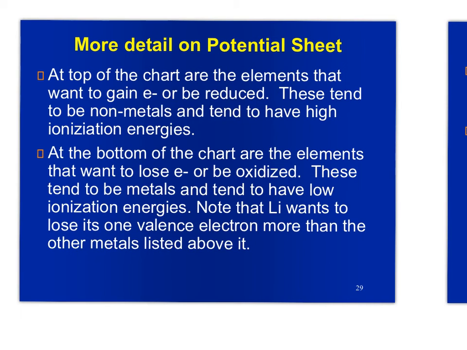Let's do a little bit more detail on the potential sheet. At the top of the chart are the elements that want to gain electrons or be reduced. These tend to be nonmetals and tend to have high ionization energies. At the bottom of the chart are the elements that want to lose electrons or be oxidized. These tend to be metals and tend to have low ionization energies. Note that lithium wants to lose its one valence electron more than the other metals listed above it.